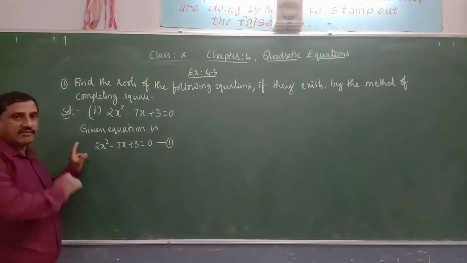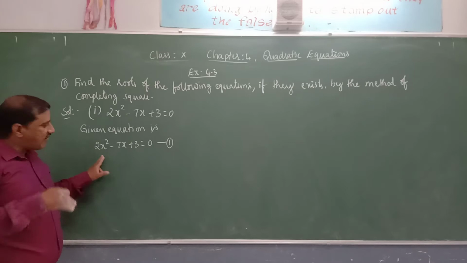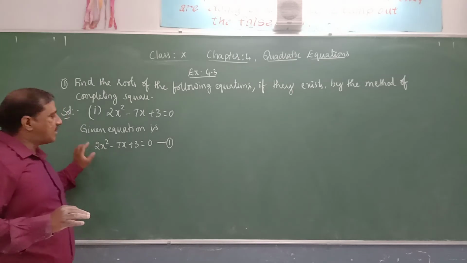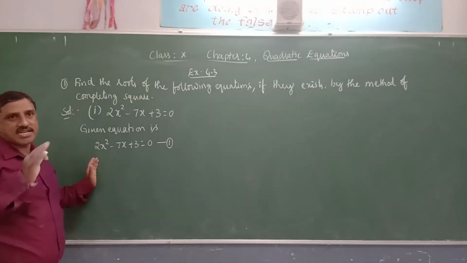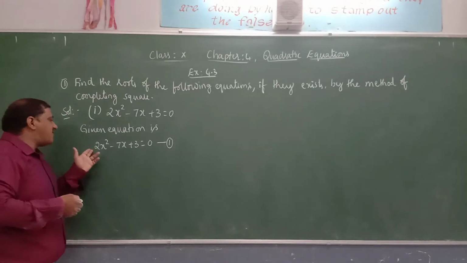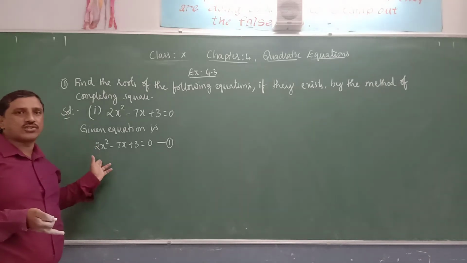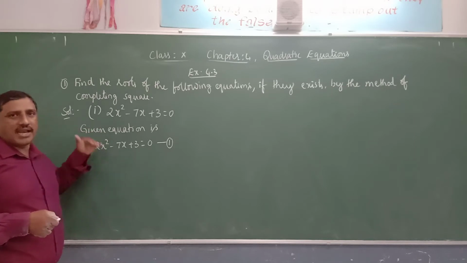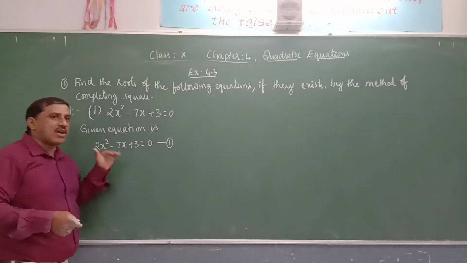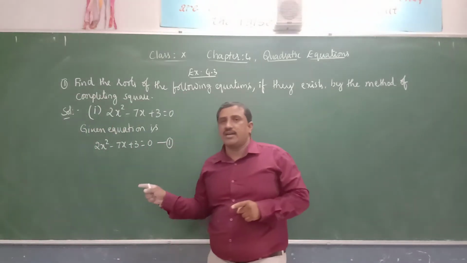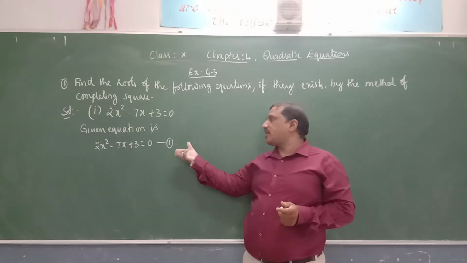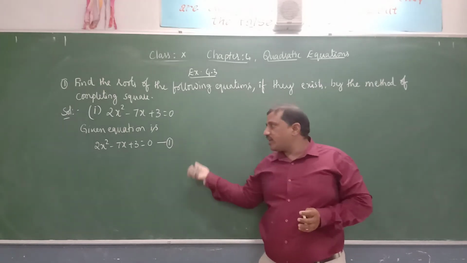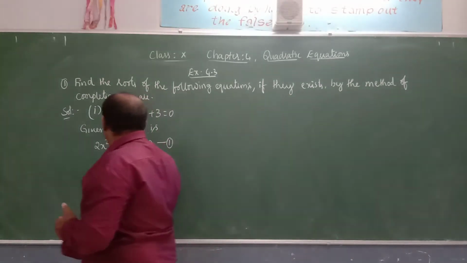To make it 1, we will divide with 2. Shall we divide only the x square or the whole equation? The whole equation we need to divide with 2. Then the x square coefficient will be changed to 1. If we multiply with 2, 2x square becomes 4x square, and 4 is a perfect square. So two ways are there, either by dividing or by multiplying. If we divide, we will always get the coefficient of x square as 1. If we multiply, we will get a perfect square. So we can use any one method. Now here we will use dividing.